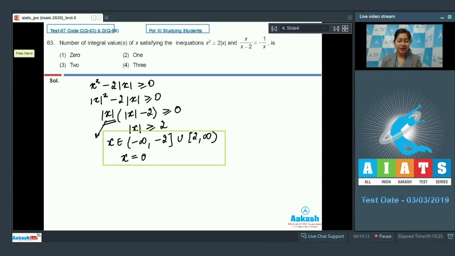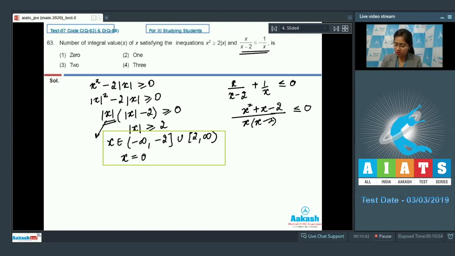Now let us solve the second inequation, that is x upon x minus 2 plus 1 upon x is less than or equal to 0. Now we know that directly here we cannot do cross multiplication because we have to check the signs of the denominators given on both sides, right? So this is how we solve it. Now taking LCM, we will get x squared plus x minus 2 upon x into x minus 2, less than or equal to 0. Now this can further be written as x minus 1 into x plus 2 upon x into x minus 2 is less than or equal to 0.